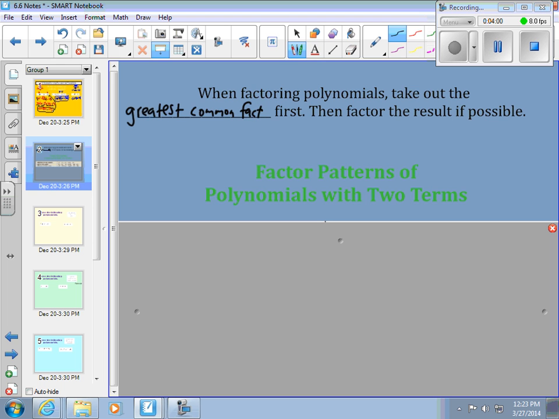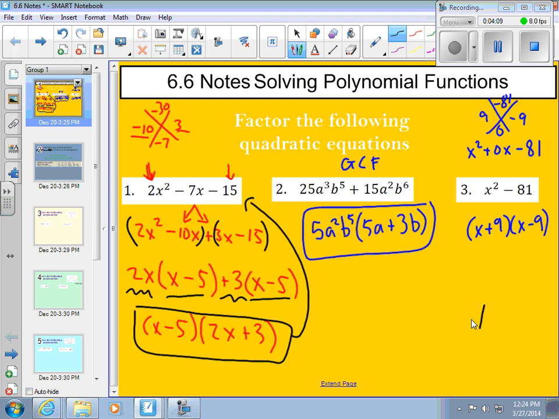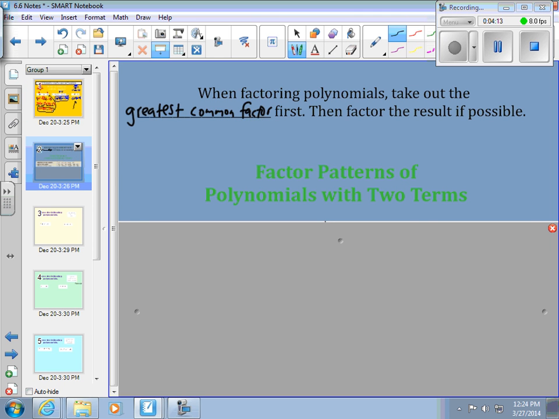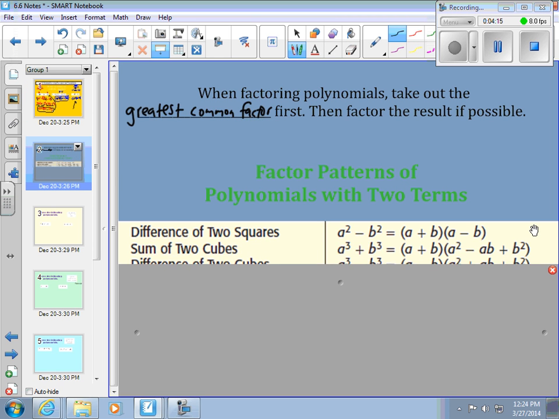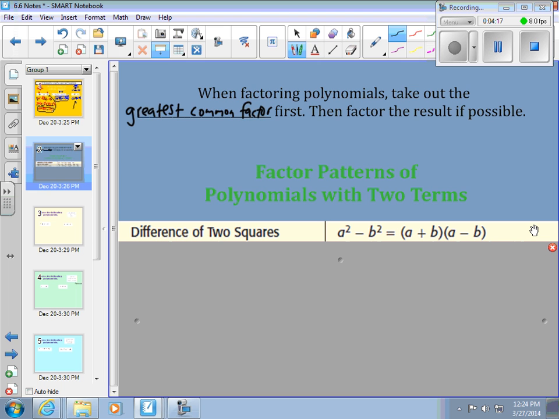If there's a greatest common factor, factor that out first, and then anything else, factor after that. Okay, this last one we just looked at, we're going to be talking about this one more today. There's a name for these types of factoring ones. That is called a difference of two squares.